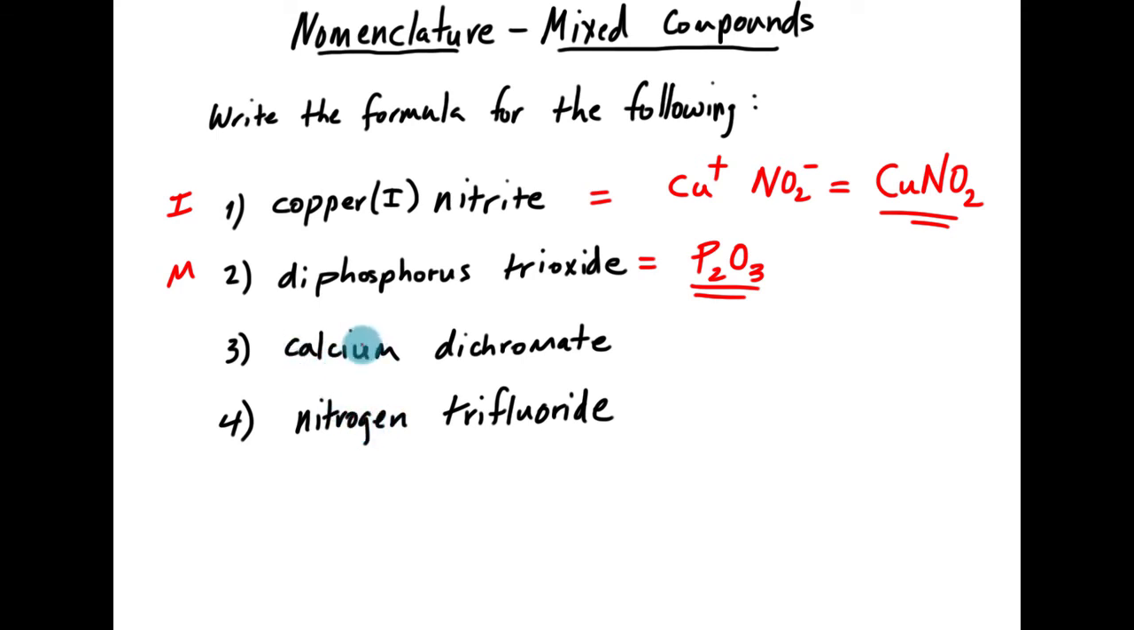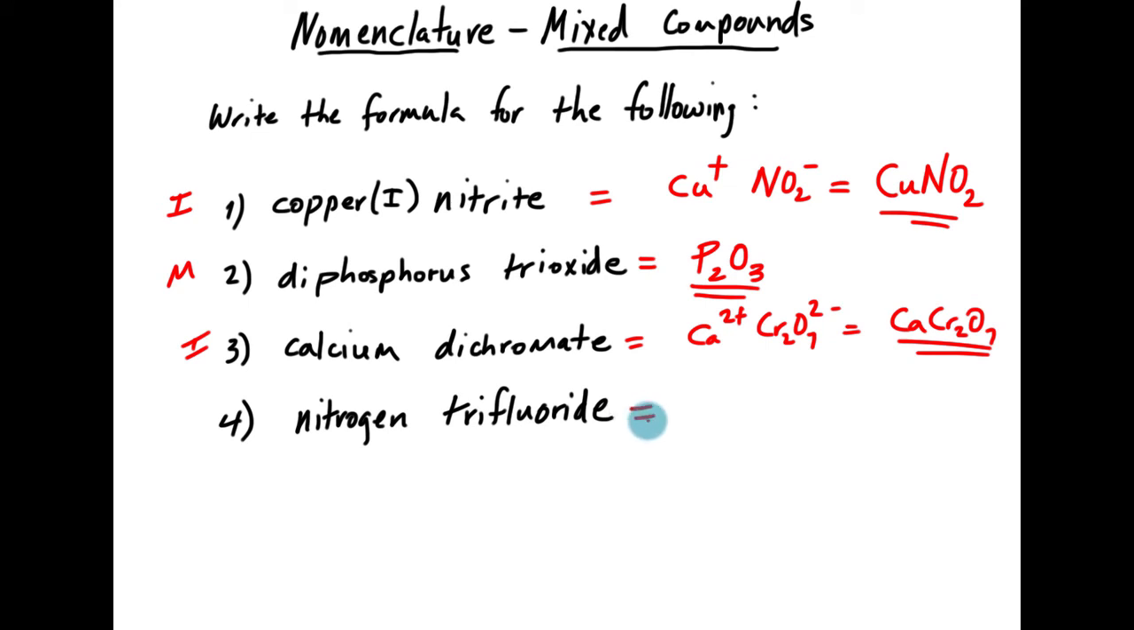Number 3, calcium is a metal, so that's ionic. So I'm going to go ahead and put the ionic naming in here. So I'm going to say calcium, that's Ca2+ based on its position on the table. Dichromate is Cr2O7, 2 minus. And pretty simple to balance here, so I just put CaCr2O7. And there's my calcium dichromate.